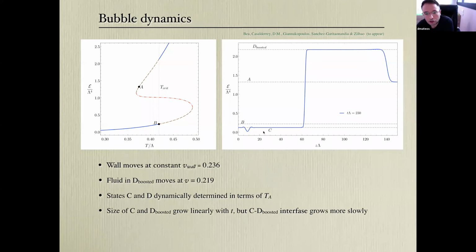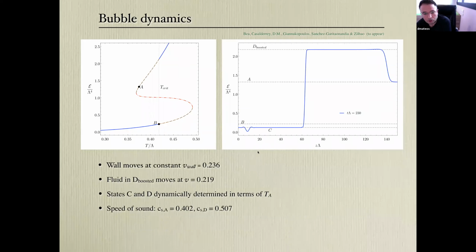Now the size of this region inside the bubble and the size of this region in front of the bubble, they both grow linearly in time. However, the interface between this region and A grows a little more slowly than linearly in time. And the reason I'm saying that is just to point out that strictly speaking, that means that even at very late times, the system is not only described by a function of Z over T, because different regions grow with different powers of T.